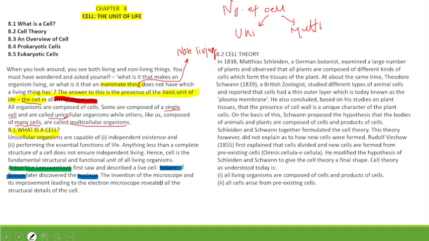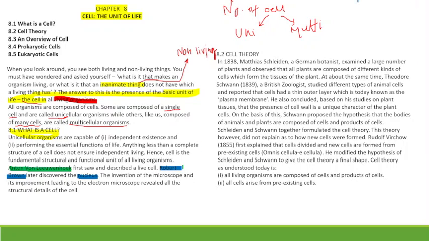The invention of the microscope and its improvement leading to the electron microscope revealed all the structural details of the cell. So nowadays different types of microscopes are present, like dissecting microscope, then compound microscope, electron microscope, etc.